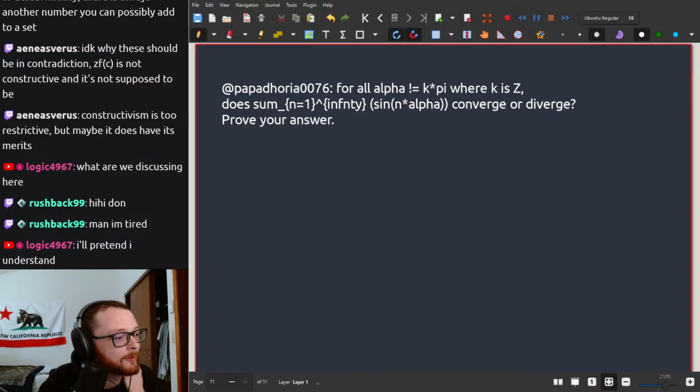Let Arden know the set of all real numbers. And hey, Rushback, you're tired from what? Aeneas, I'll read that in a second. Just trying to read what Quant's question is.